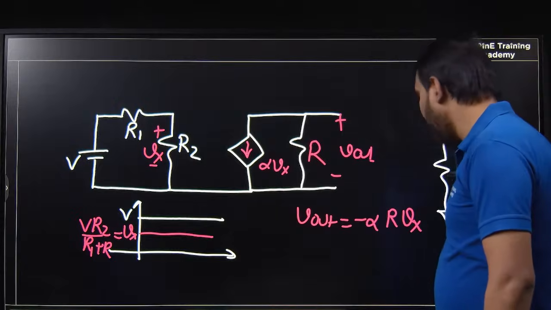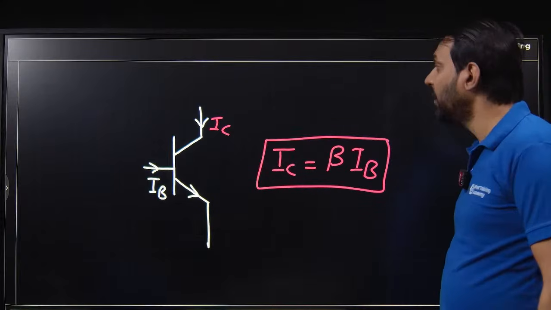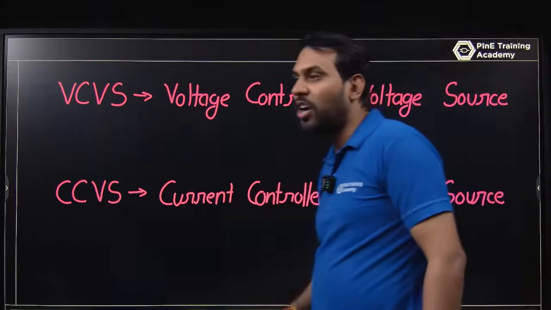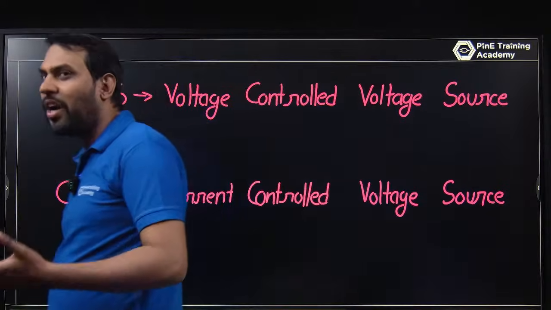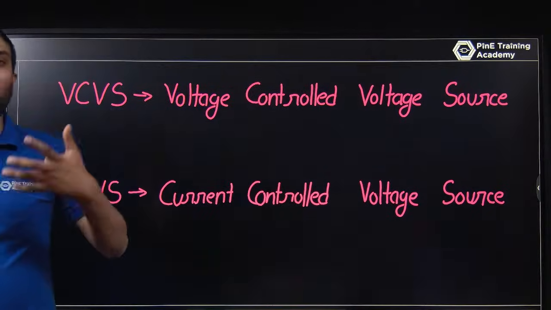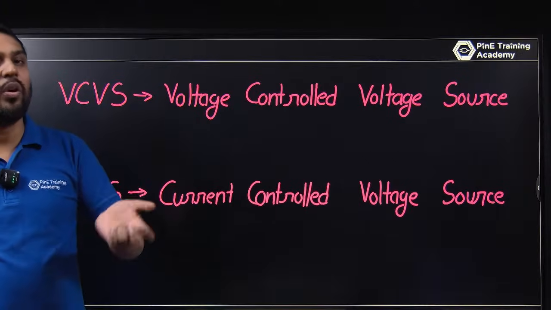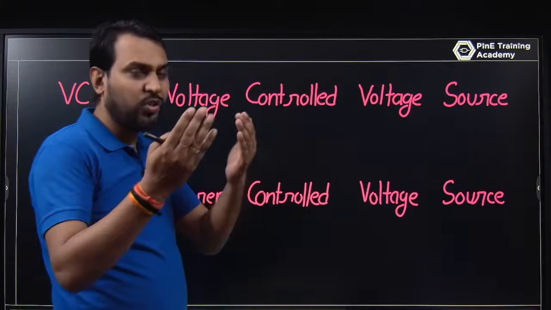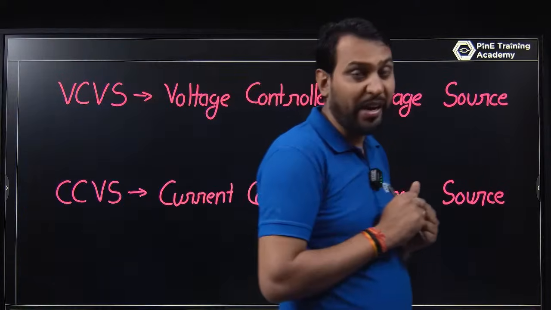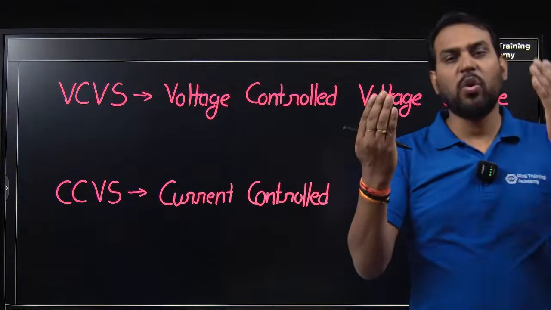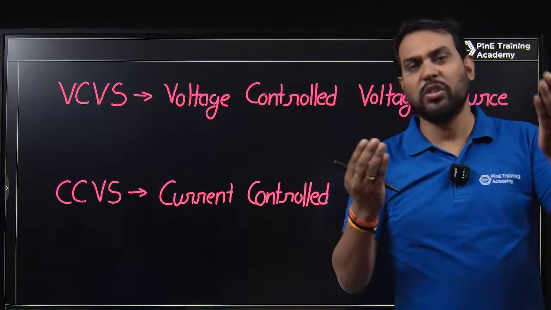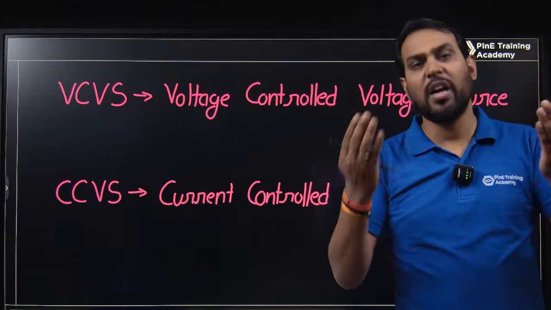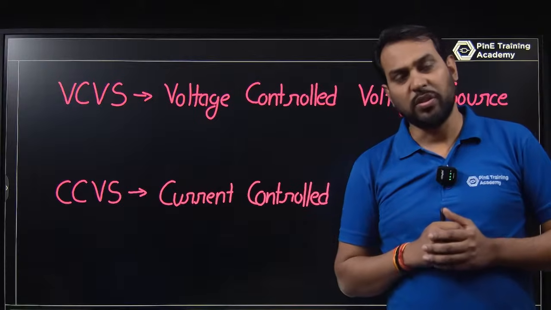We have different dependent sources: voltage controlled voltage source, current controlled voltage source, current controlled current source, and voltage controlled current source. We have four types. Why? Because we have voltage and current. So we can design four types of dependent sources: voltage controlled current source, voltage controlled voltage source, current controlled voltage source, and current controlled current source.